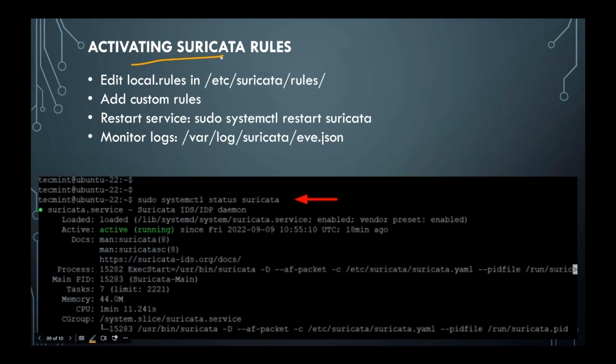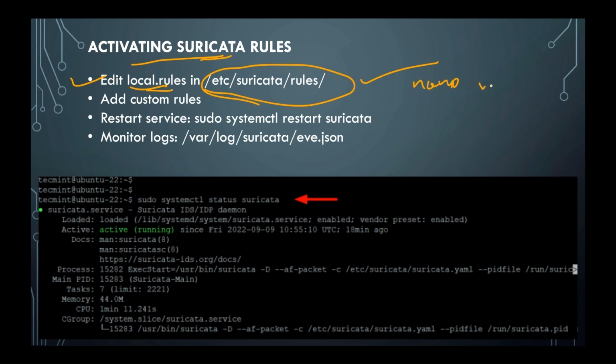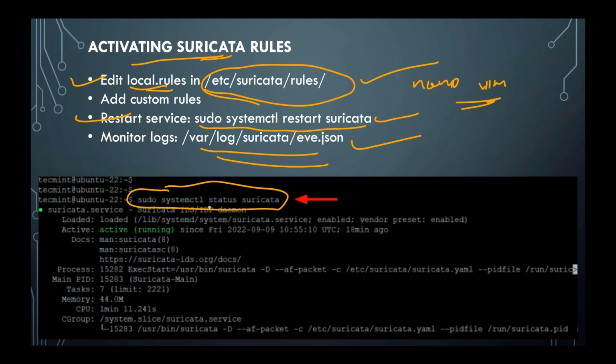Then activating Suricata rules. You can go and edit the local.rules file in this directory, /etc/suricata/rules. Go here and use the nano or vim editor to edit the configuration file and add your own configuration, and then restart the service using sudo systemctl restart suricata. Then you can monitor the log using this file. Here you can see sudo systemctl status suricata. So rules are activated and running.